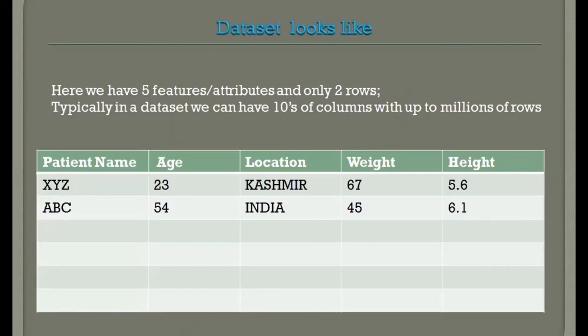Like I have just made a dummy data set, and you can see we have 5 features in it. Patient name is a feature. Age is a feature, location is a feature, weight is a feature, and height is also a feature. So these are the 5 features of this data set, and we can have different rows in it. Like we have only 2 rows here, but we have millions of rows in a data set. And we have tens of columns, like we have 50, 60, hundreds. Sometimes we have that many features, the columns of a data set.